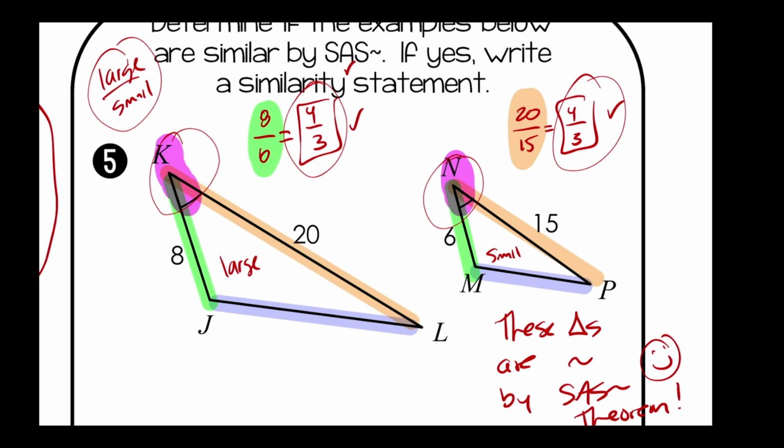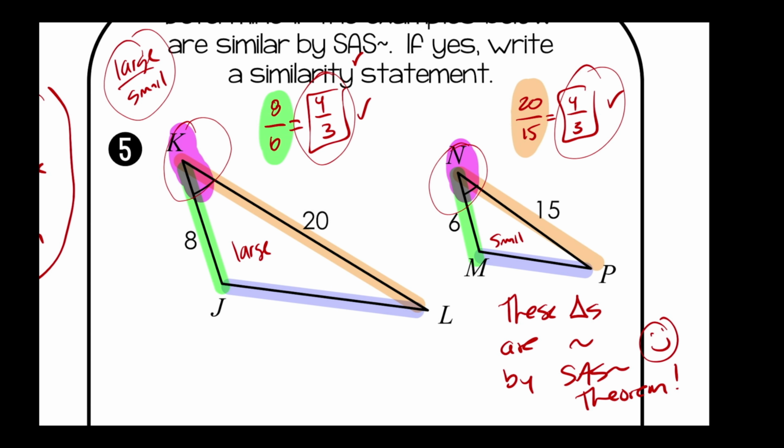There you go. So that's all you got to do. You got to find 2 pairs of sides that have the same ratio, and then the angle in between them. Not this angle, the angle that's in between those 2 sides. Those are the 2 sides we were looking at. We weren't looking at the purple side. So it has to be the included angle, the angle in between.